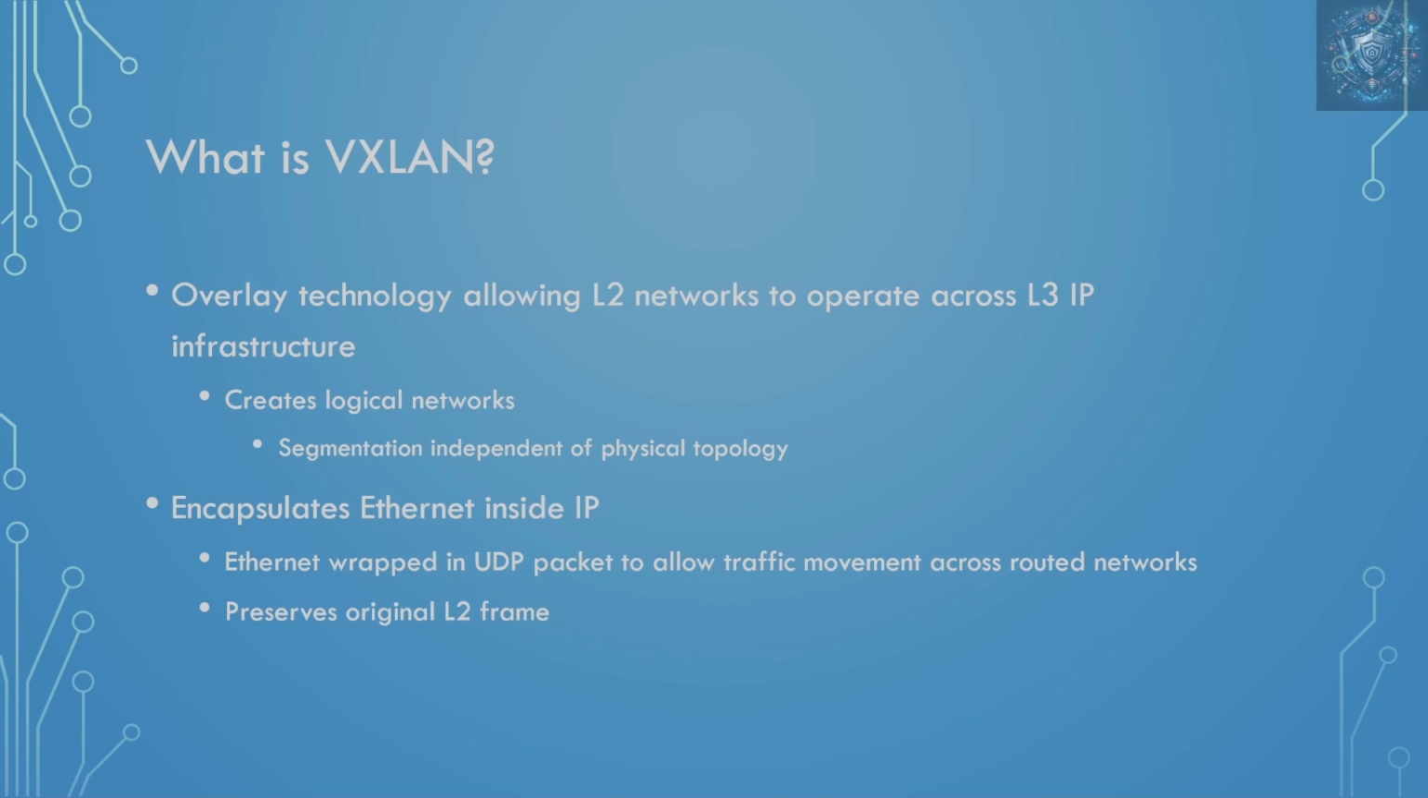And it does this by encapsulating Ethernet inside of an IP frame. It wraps it in a UDP packet, and that packet gets routed across networks. And when it does this, it preserves that original layer 2 frame inside of that UDP packet. So the layer 2 information doesn't change as it moves across the network.